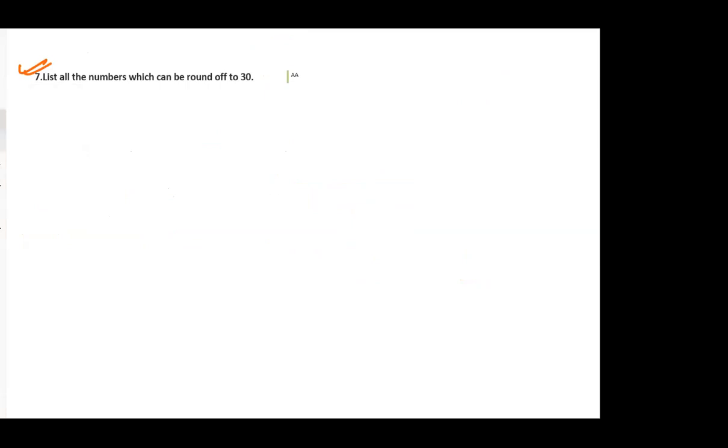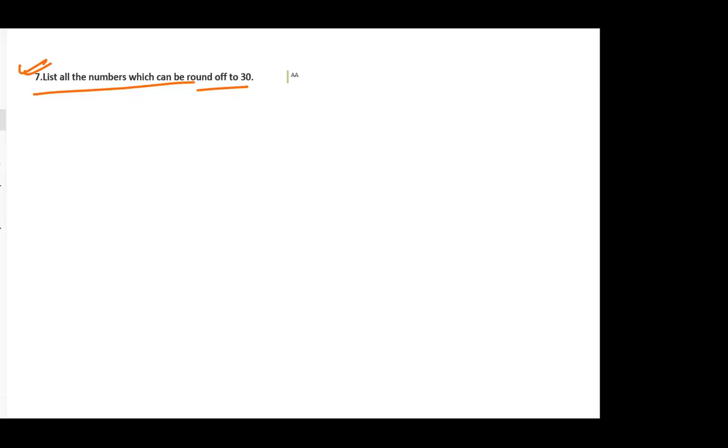So question number 7, list all the numbers which can round off to 30. And one more thing, students, do the questions which are left in your SW copy, not in the copy where you have done your classwork. So now let us do this question, list all the numbers which can be rounded off to 30. So what are all the numbers that, if we round them off, we'll get 30 as the answer?